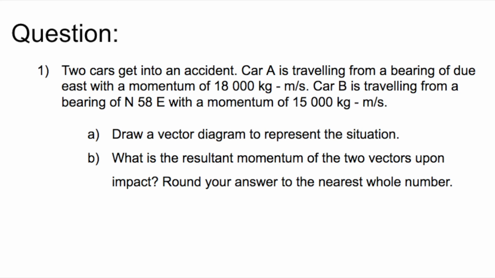Two cars get into an accident. Car A is traveling from a bearing of due east with a momentum of 18,000 kilograms meters per second. Car B is traveling from a bearing of north 58 degrees east with a momentum of 15,000 kilograms meters per second. Part A. Draw a vector diagram to represent the situation. Part B. What is the resultant momentum of the two vectors upon impact? Round your answer to the nearest whole number.